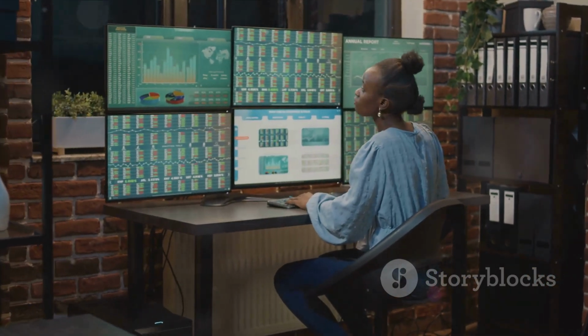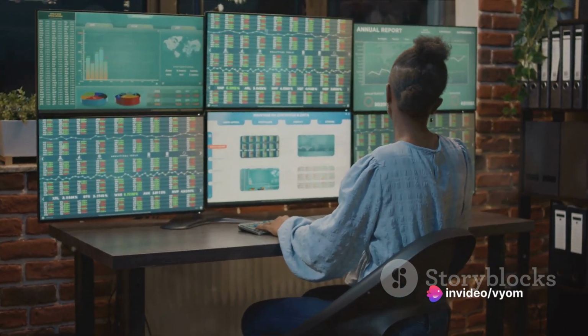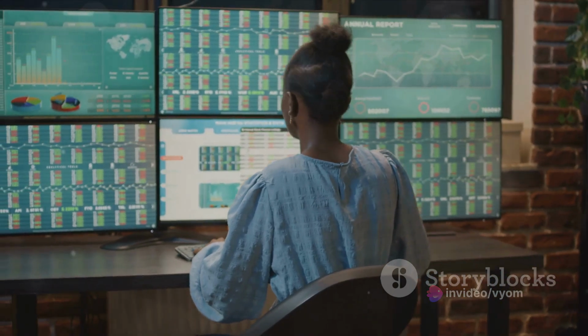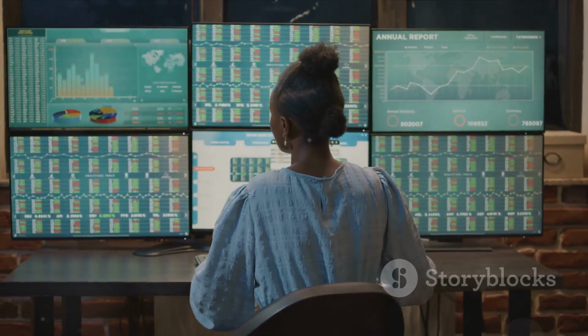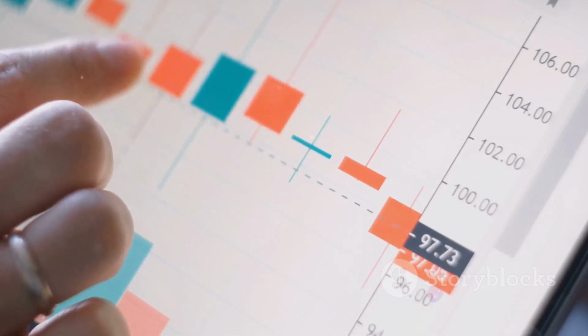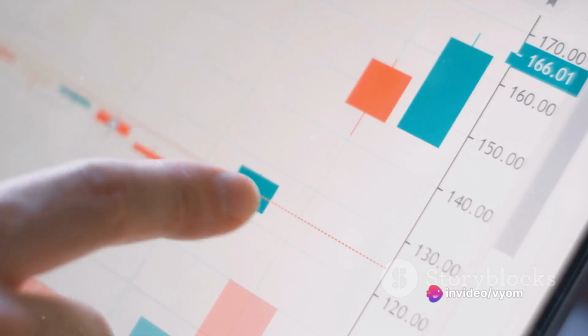Now let's talk about how to make trades based on the CCI's predictions. When the CCI line crosses above the positive 100 level and then starts to decline, it's a good time to consider selling. Conversely, when the CCI line crosses below the negative 100 level and then begins to rise, it's a good time to consider buying.